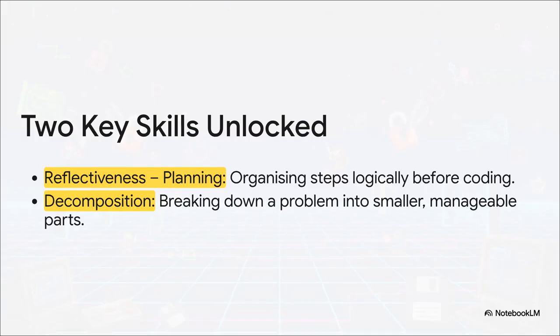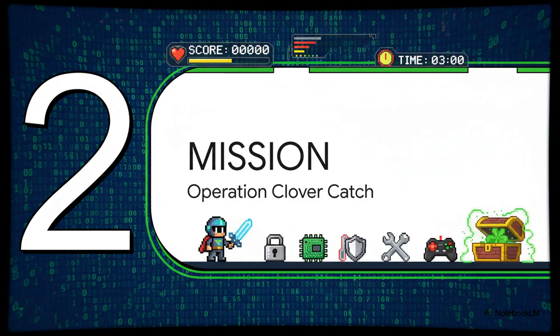And when you use these tools, you're basically leveling up two massive skills. The first one is reflectiveness, which is all about planning and thinking through your steps logically. And the second one is decomposition. This one is like a superpower. It's the ability to look at a huge, scary problem and just chop it up into smaller, bite-sized chunks that you can actually solve. All right, toolkit is packed. Skills are ready to activate. It is time for today's main event.